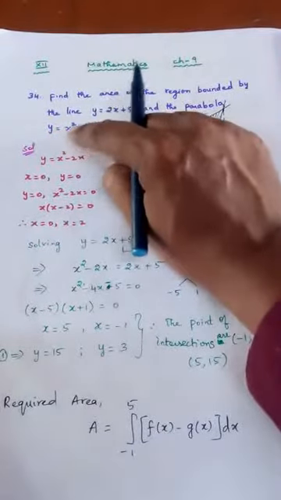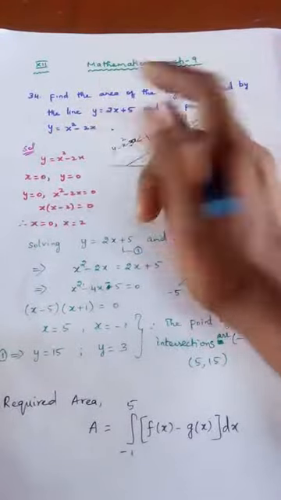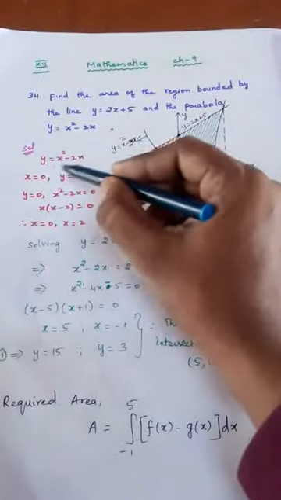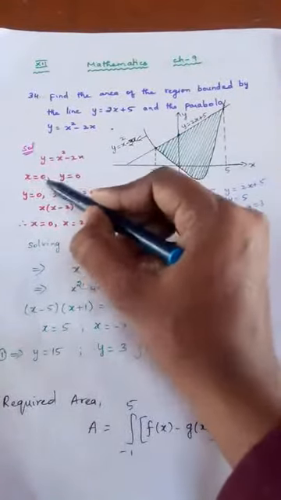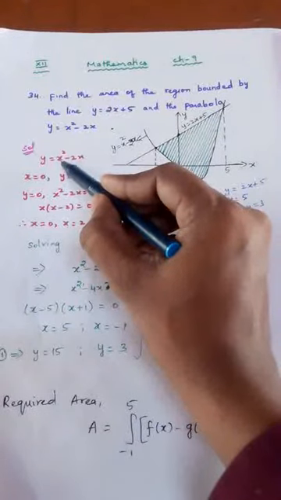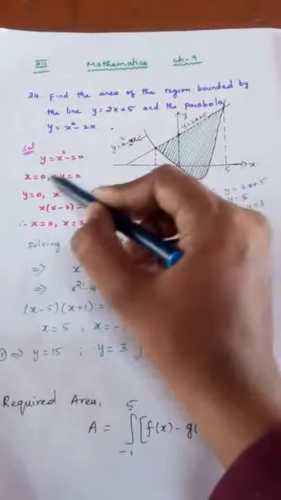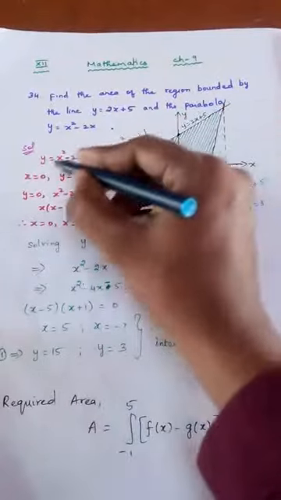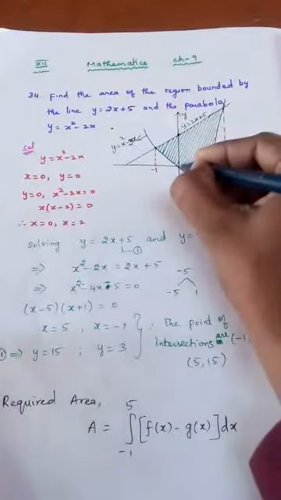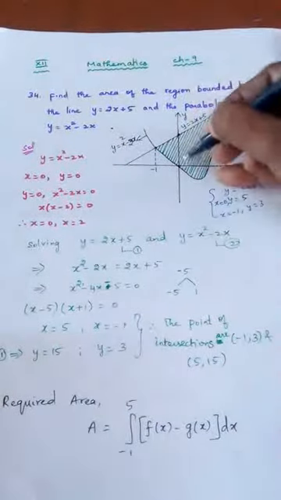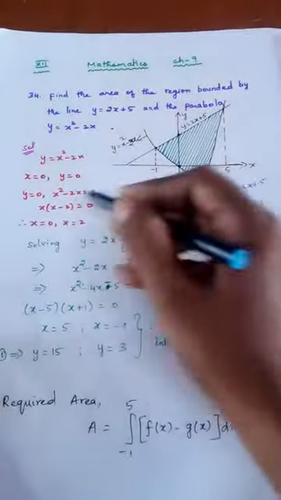y is equal to x square minus 2x. This is the curve. Put x equal to 0. If you put 0 here, what happens? This also becomes 0, so y value is 0. So what is the meaning? 0 comma 0 is 1 point. So the curve passes through origin.